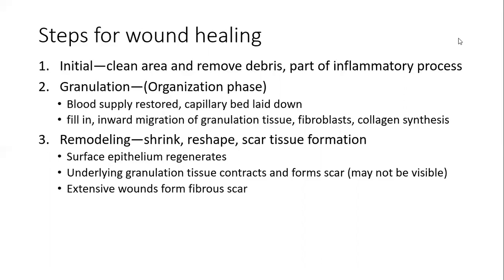Then there's remodeling, which is when the wound shrinks and reshapes. That's when scar tissue forms. The surface epithelium regenerates, and the underlying granulation tissue contracts and forms a scar, which might not be visible. And then extensive wounds form a fibrous scar.